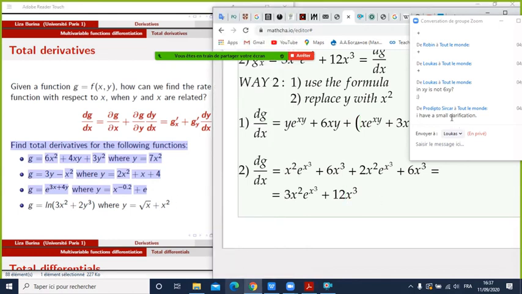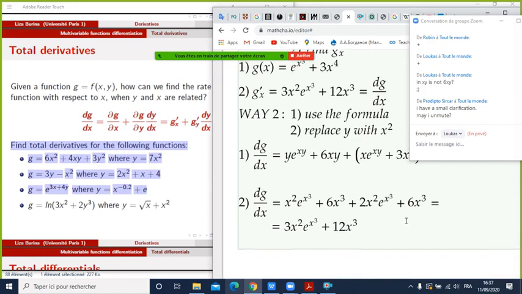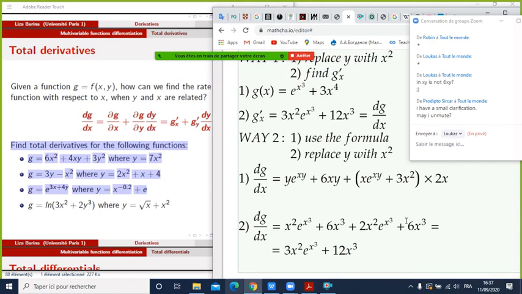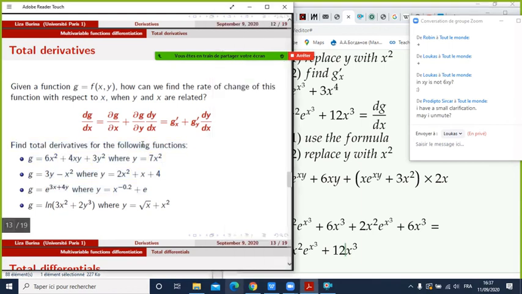Okay, a small clarification. Yes, go ahead, unmute. Yeah, in the slide where you're explaining total derivatives, you said dg dx is equal to del g del x plus del g del y into dy dx. I wanted to know, shouldn't it be del y del x instead of dy dx? Shouldn't it be the partial version? Then del y and del y can cancel out and you'll have del g del x.